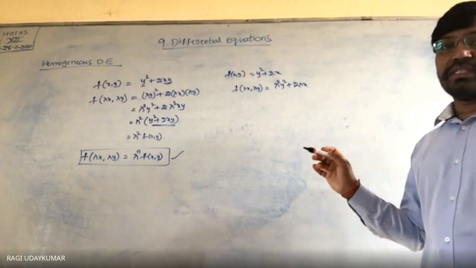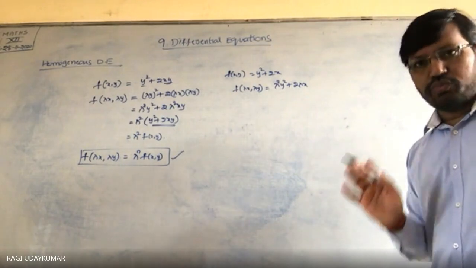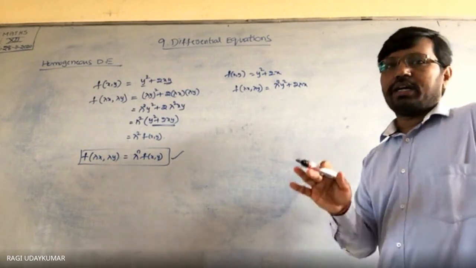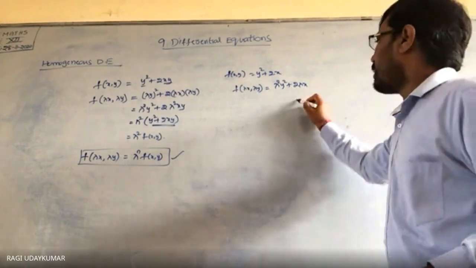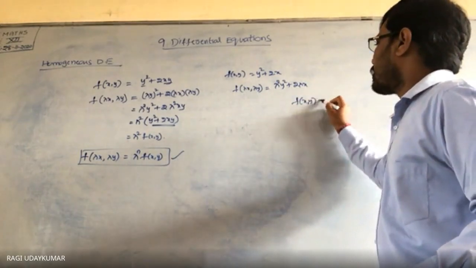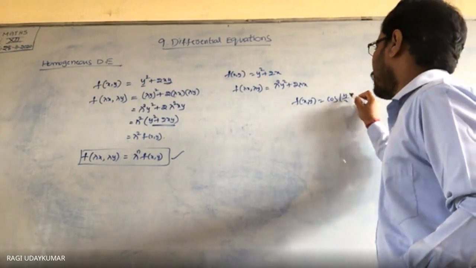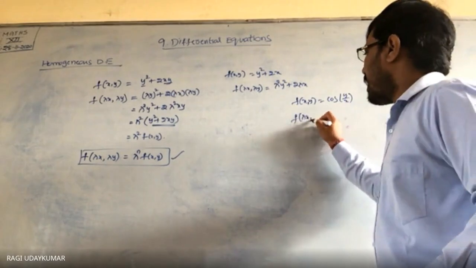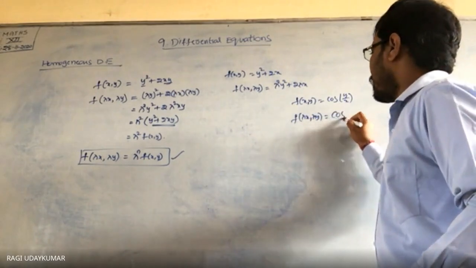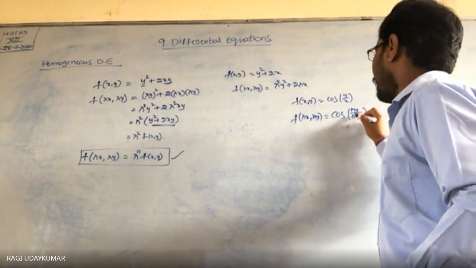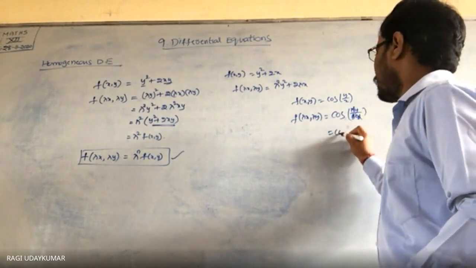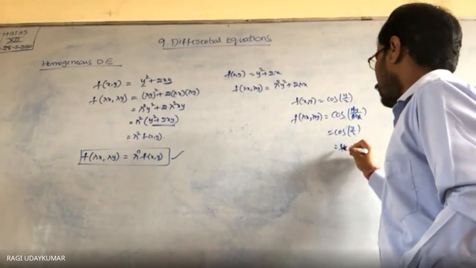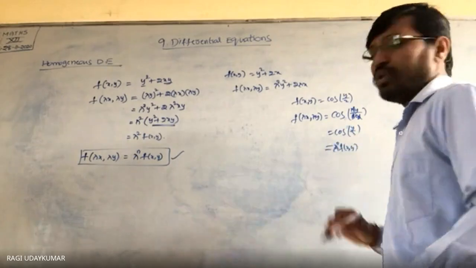The homogeneous function is not necessarily a polynomial function. You can have trigonometric functions also. Suppose you are taking another function, f of x comma y is equal to cos y by x. Yes, you can write this. If you take f of lambda x, lambda y is equal to cos of lambda y by lambda x, and then lambda gets cancelled. Cos of y by x is nothing but f of x comma y. So here you are going to get lambda to the power of 0.